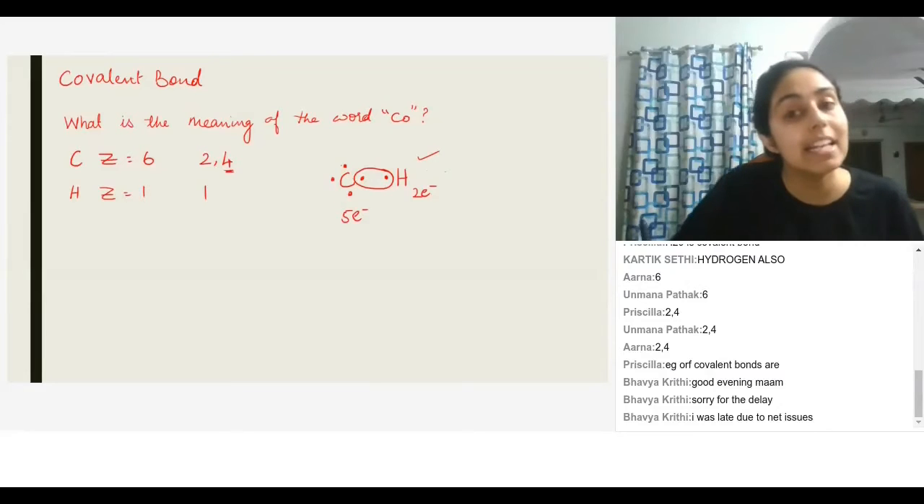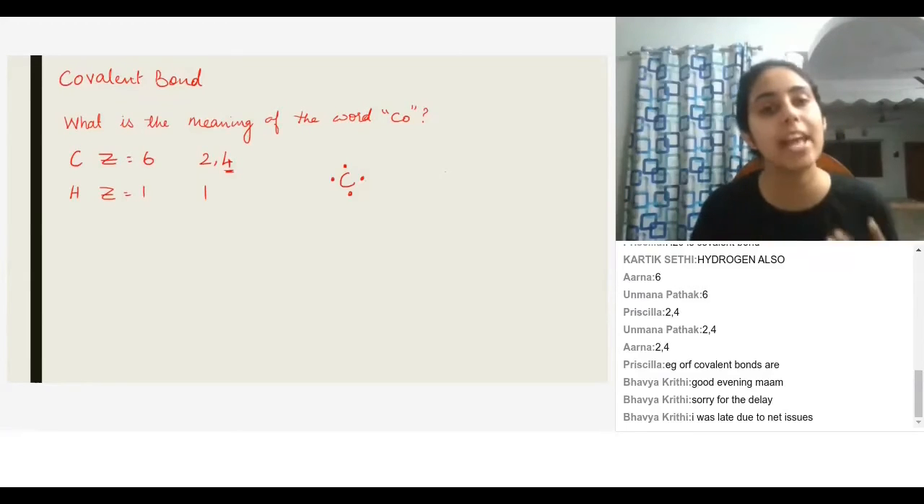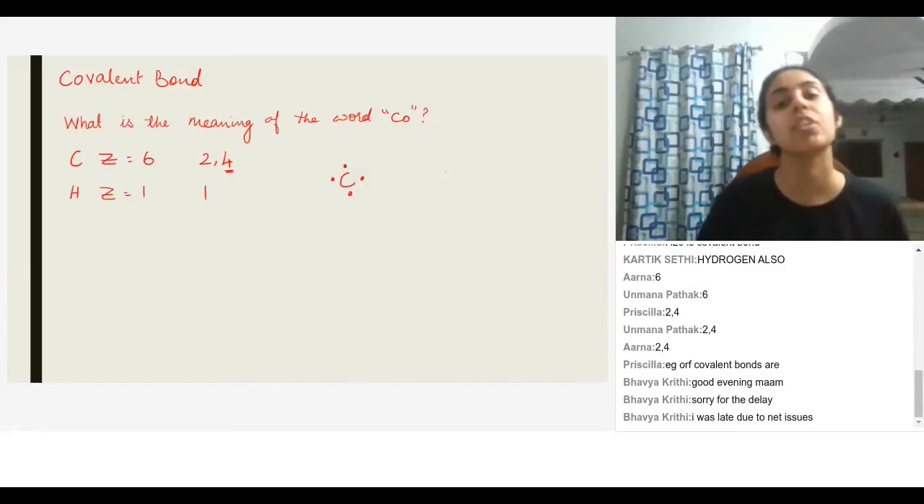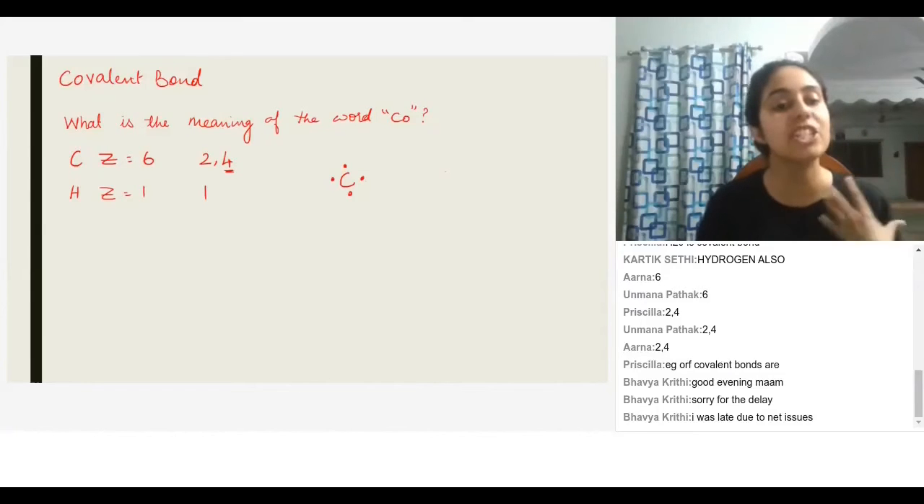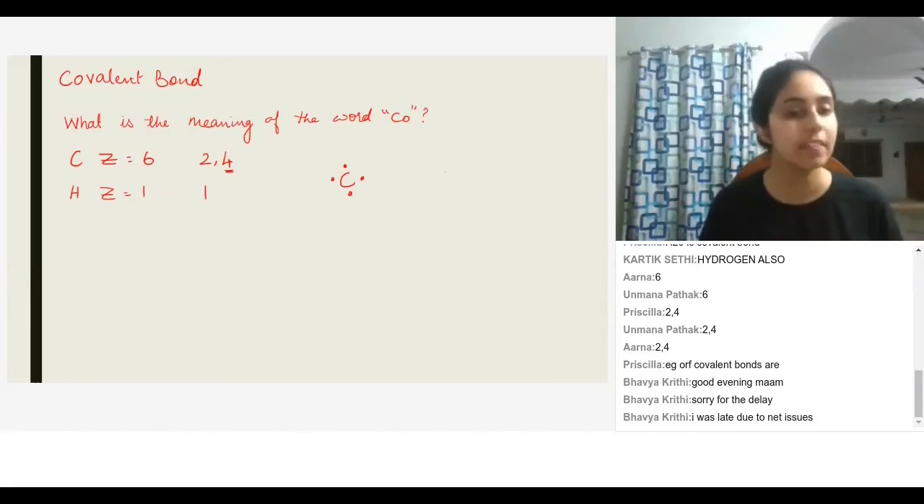Can you repeat again? Yeah, sure. From the hydrogen part? Covalent meaning sharing. The prefix co means sharing. So when I say covalent, I'm talking about sharing of valence electrons. The bonds that are formed by sharing of valence electrons are called covalent bonds. That is what we are studying today.